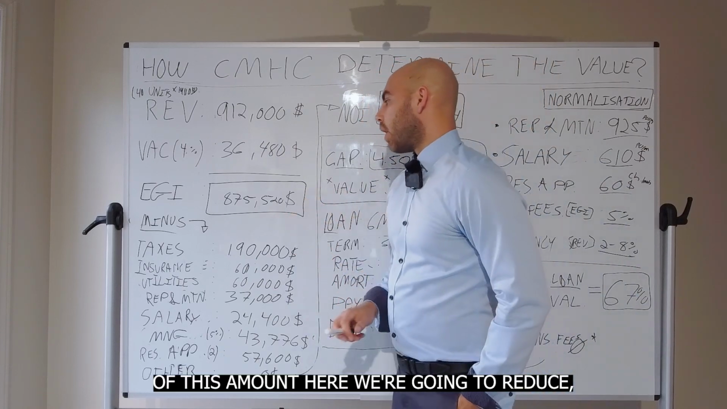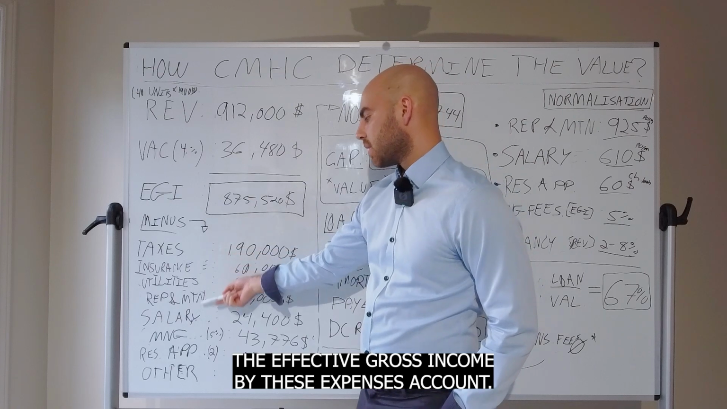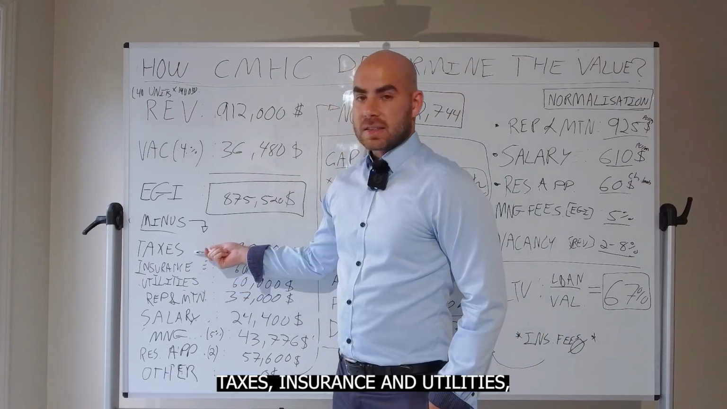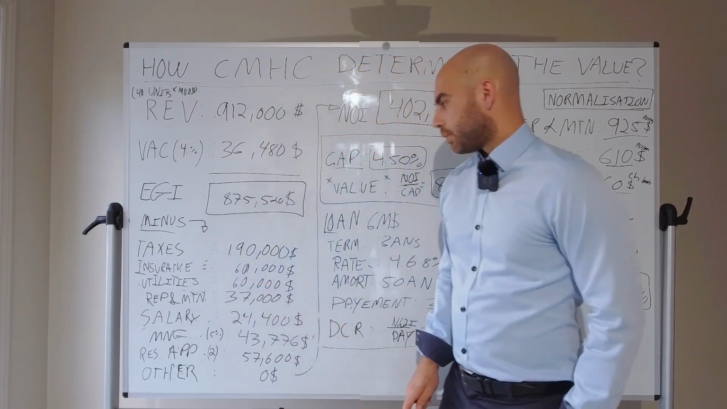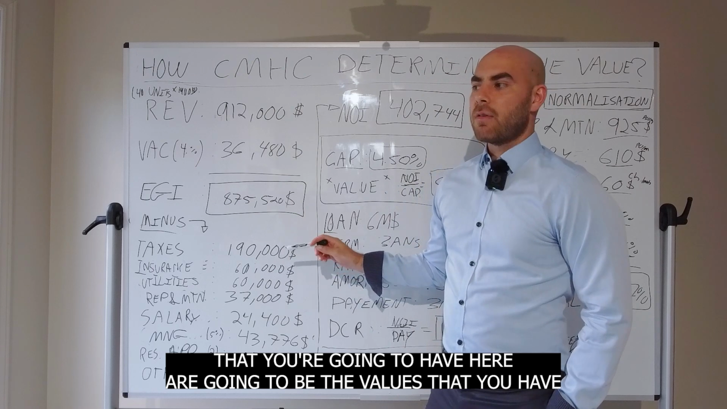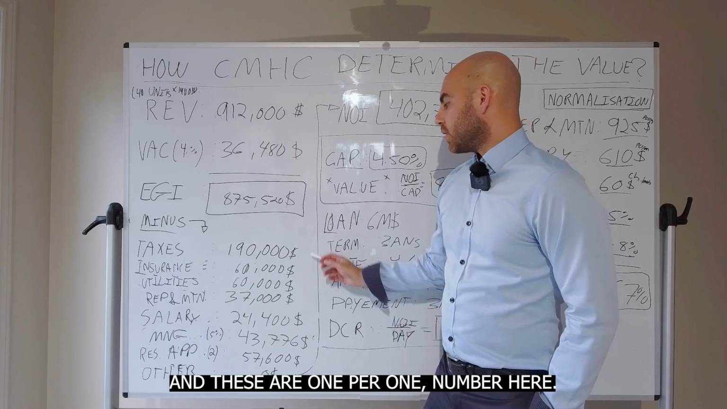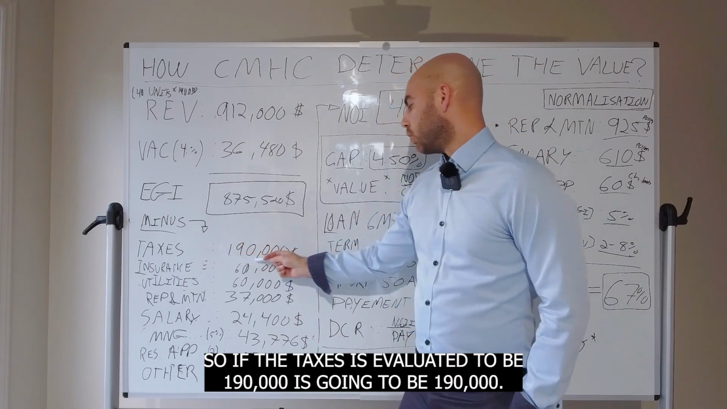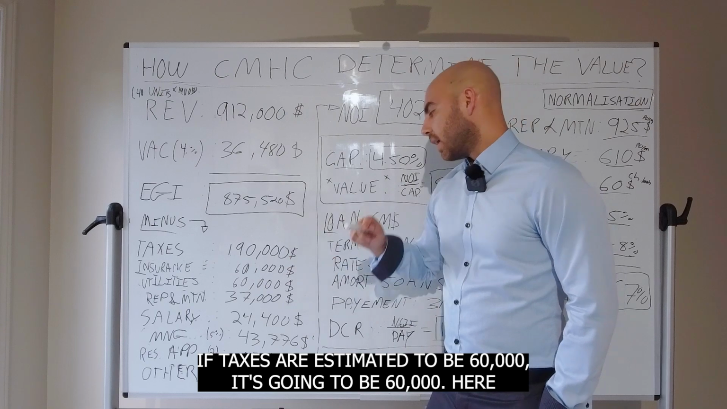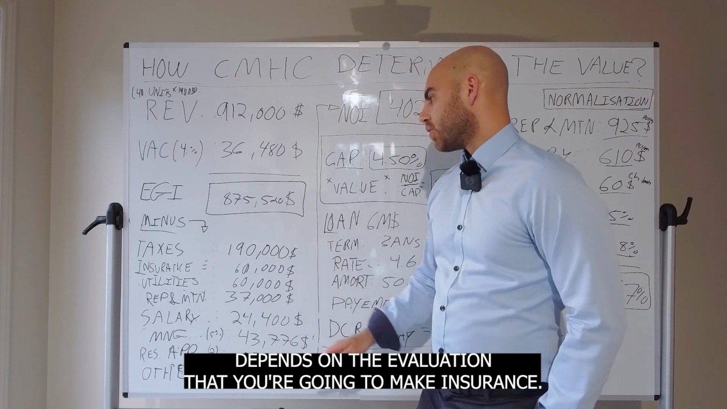Of this amount here, we're going to reduce the effective gross income by these expense accounts, okay? So if we start with the first 3, okay? Taxes, insurance, and utilities. These values that you're gonna have here are gonna be the values that you have in your professional evaluation of the building, okay? And these are 1-per-1 numbers here. So if the taxes are evaluated to be 190,000, it's gonna be 190,000. If the taxes are estimated to be 60,000, it's gonna be 60,000 here. Depends on the evaluation that you're gonna make.